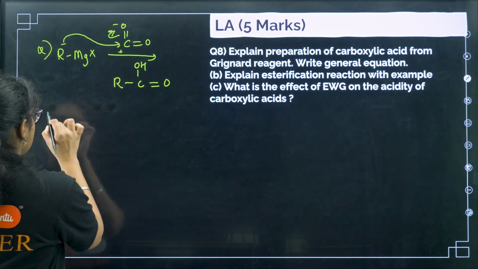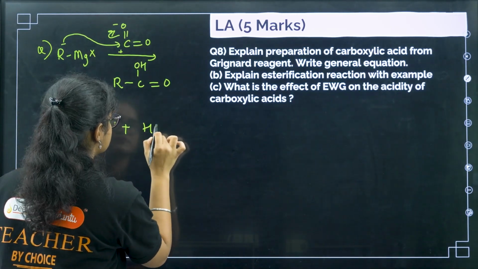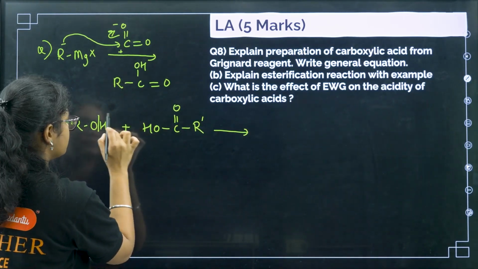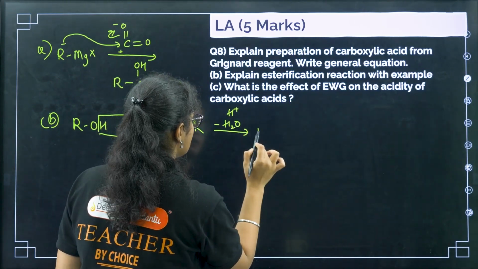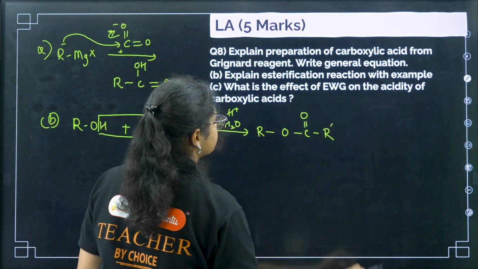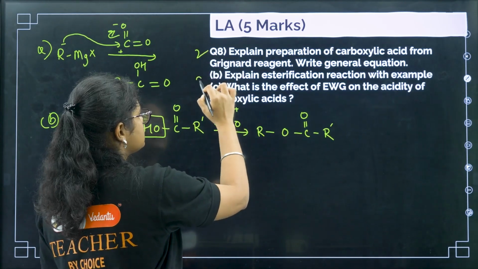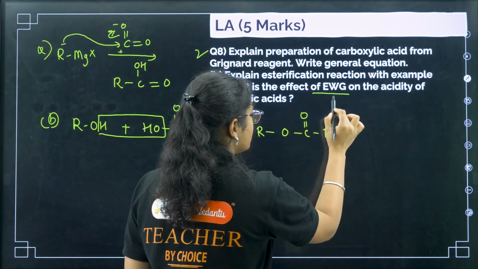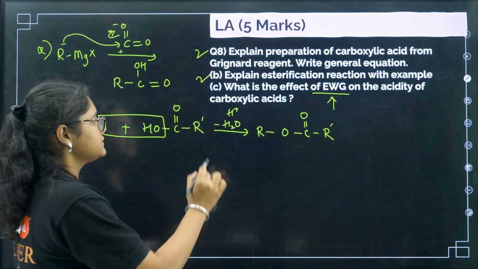Next, explain esterification reaction with an example. So here also you need to write that alcohols react with carboxylic acid to give esters, and this bond breaks like this. You need to show minus water in presence of acidic medium to give you RCOOR dash, with C double bond O. Clear? So here statement and reaction, 2 marks. Next, what is the effect of electron withdrawing group? Electron withdrawing group increases the acidity of carboxylic acid. So 2 plus 2 plus 1.